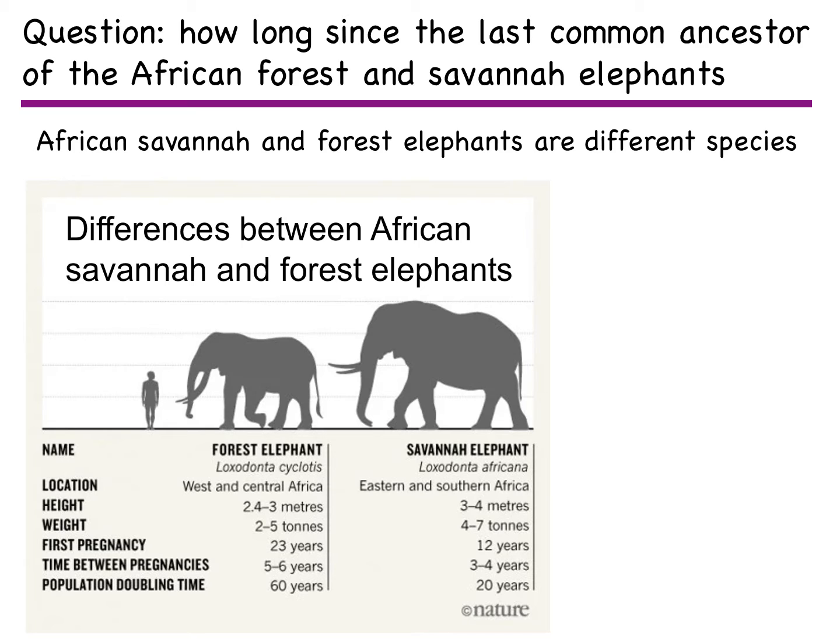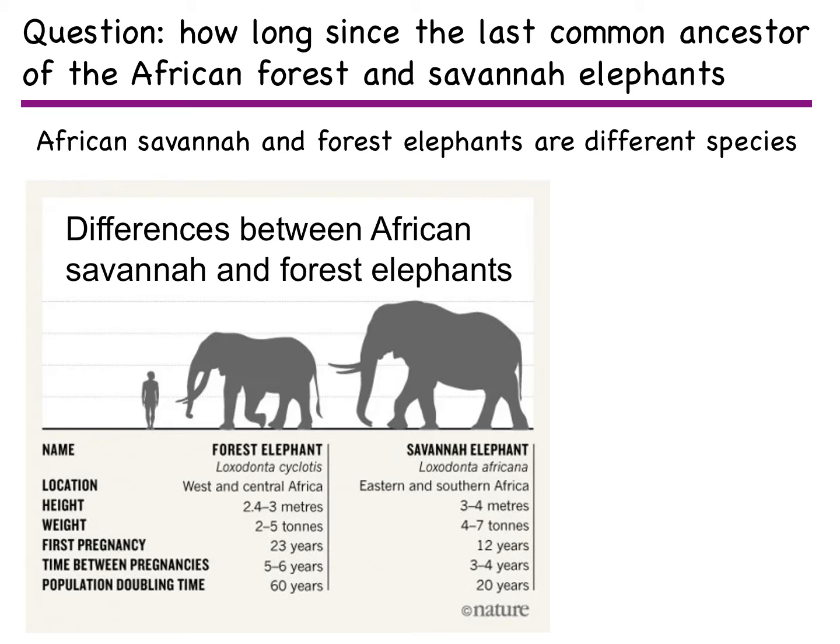The question we'll ask here is, how long since the last common ancestor of the African forest and savanna elephants? I know people typically talk about African elephants as almost like they're one species, but it turns out there are two different African elephant species, savanna and forest elephants. This summarizes some of the differences between them. Probably the most obvious is that the savanna elephants are much, much bigger than the forest elephants, but they have a number of other differences that are briefly summarized on this slide.